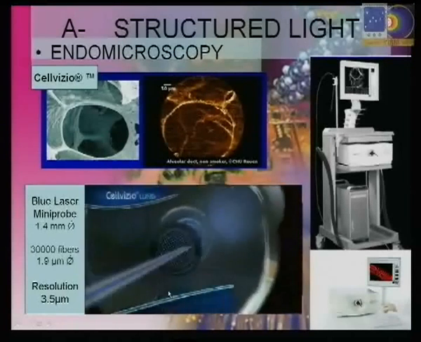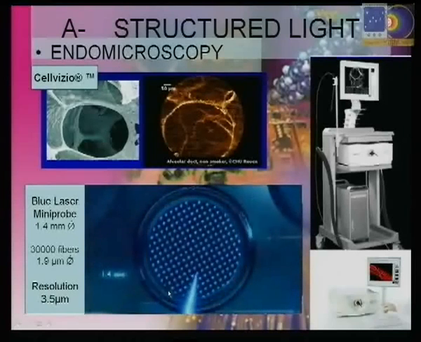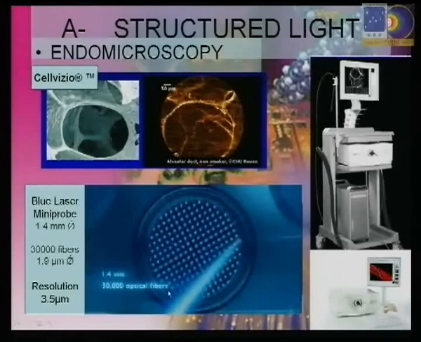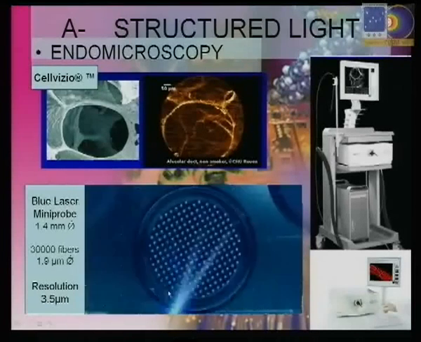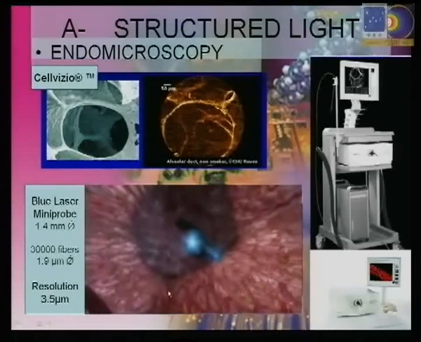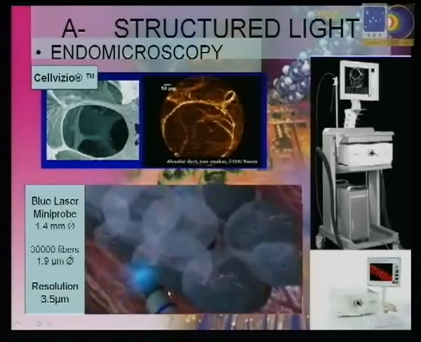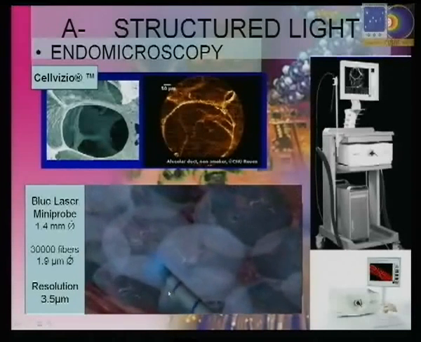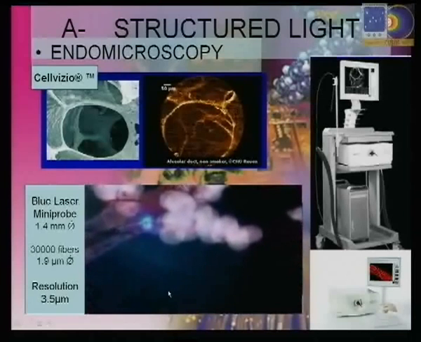The Alveoflex confocal mini probe is 1.4 millimeters in diameter and is comprised of 30,000 optical fibers. The core of each fiber is 1.9 micron. Each fiber is injected 12 times per second in a rapid sequence, one after the other. The laser beam travels through the fibers of the confocal mini probe until it reaches the area to be examined within the patient's body. The laser scans a 600 micron area of living tissue, and the resulting lateral resolution is 3.5 microns.